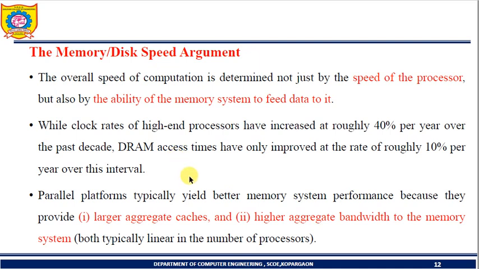So parallel platforms typically yield better memory system performance because they provide large aggregate caches. By providing aggregate caches at different levels, the performance of a parallel system can be improved. Then there is higher aggregate bandwidth to the memory system, so the time taken for transferring data from memory to your processor is also improved. That is also a reason to improve the performance of the memory system in high-end systems.